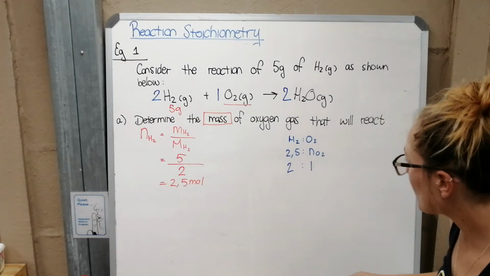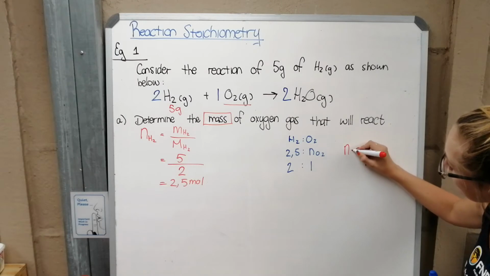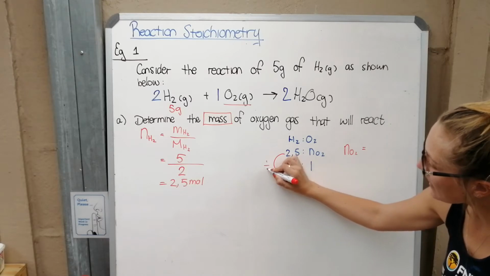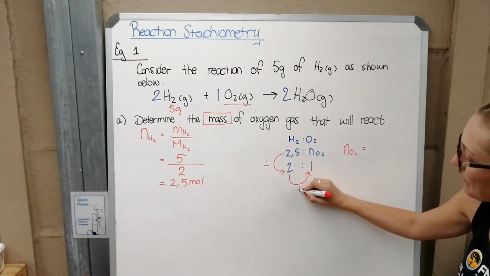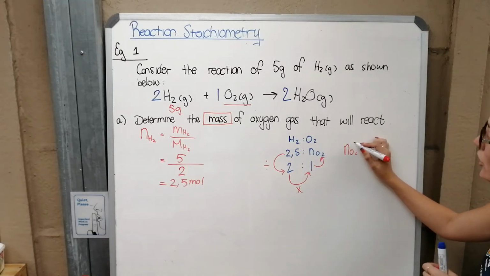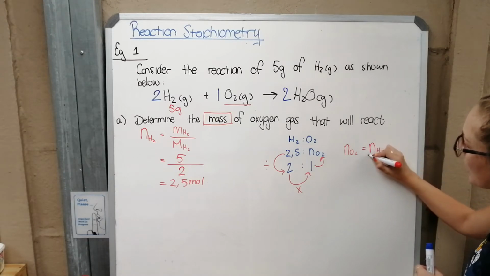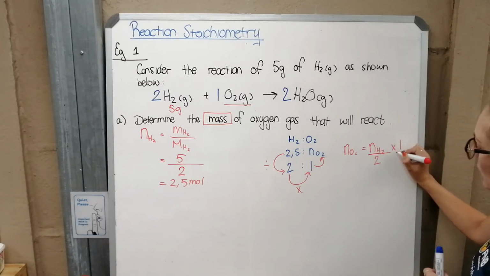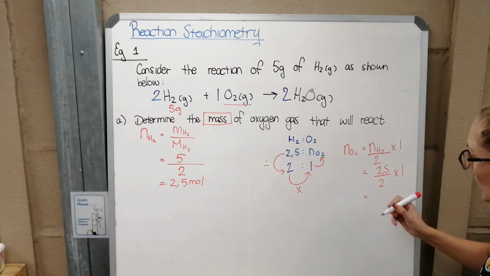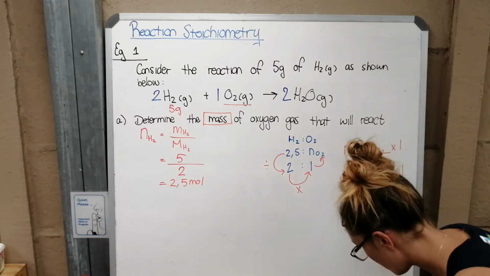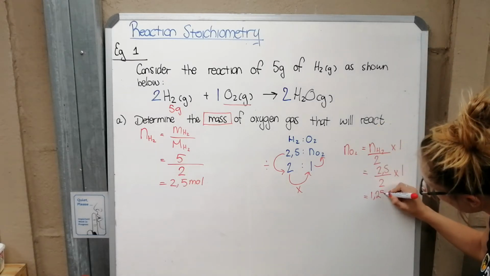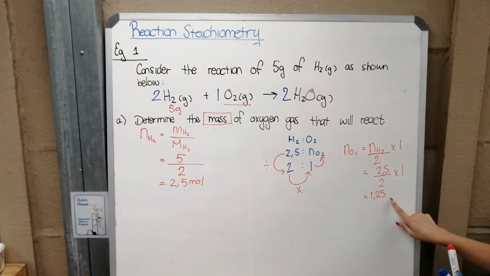Okay, so to determine the number of moles of O2, we take the number of moles of H2, divide that by 2, and then multiply that by 1, and that will give us the number of moles of O2. So the number of moles of O2 is equal to the number of moles of H2 divided by 2 times 1. So that's 2,5 divided by 2 times 1, which is 1,25, I think. Yeah. Okay, so the number of moles of O2 is 1,25.